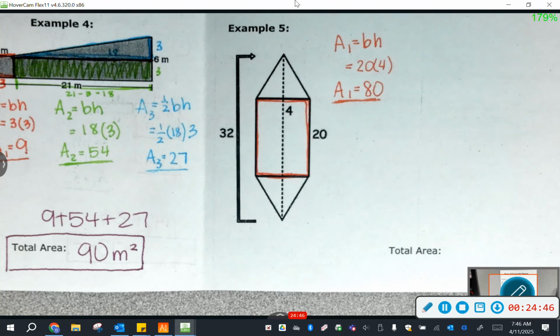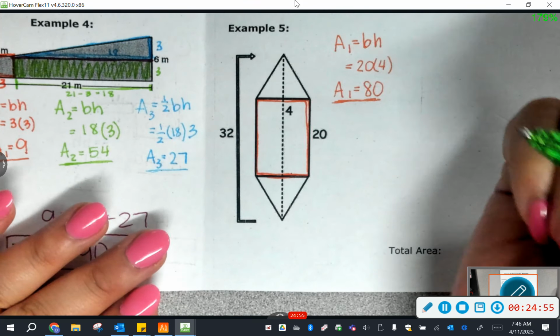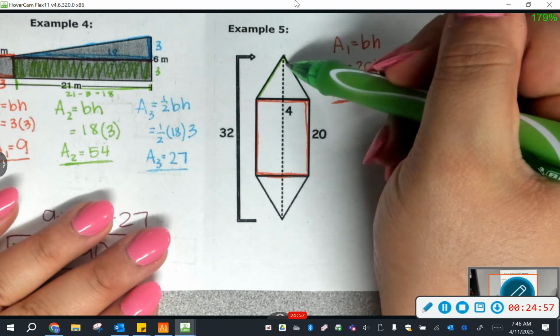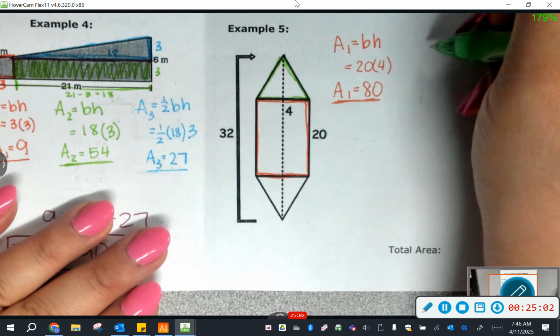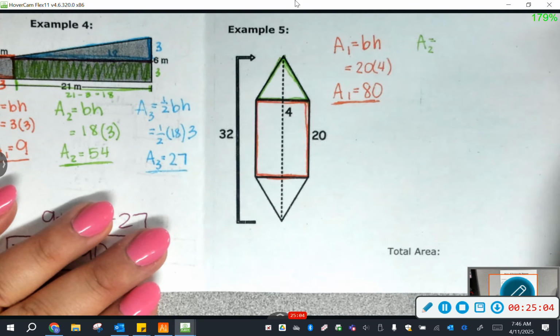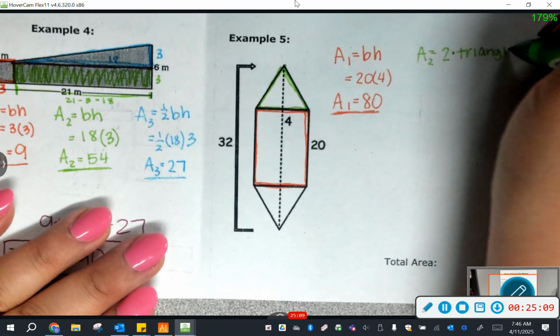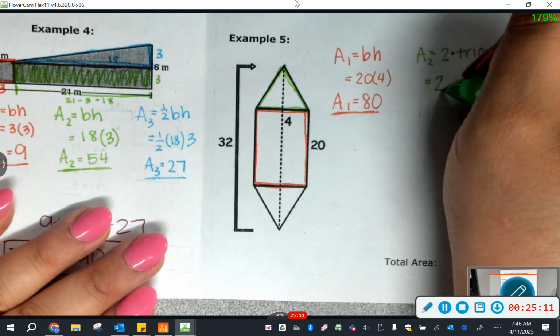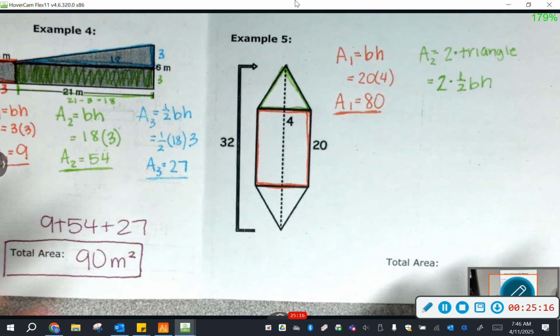And then what do we see? We see two triangles. Are these triangles the exact same? Yes. So for area 2, I'm going to do 2 times a triangle. What is my formula for a triangle? 1/2 base times height. So we're going to do 2 times 1/2 base times height.